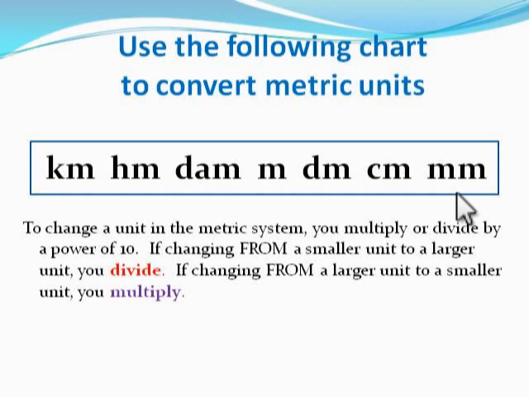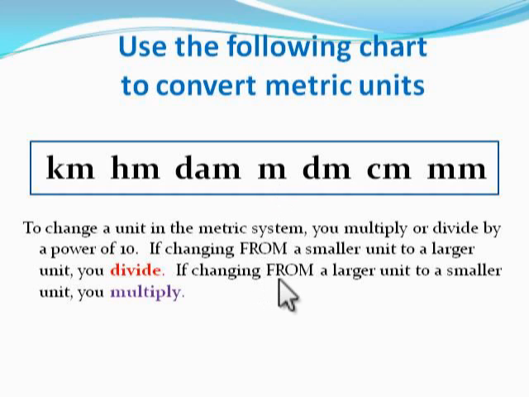So how are we going to use this chart? If we have a unit of measure that is small, let's say centimeters, and we want to change it into something larger, then we are simply going to divide. And we're going to divide by the power of 10 that separates the two. So if we were going to change from centimeters to meters, we're going from something smaller to something larger. So we're going to divide, and it's 100 away. So we're going to divide by 100.